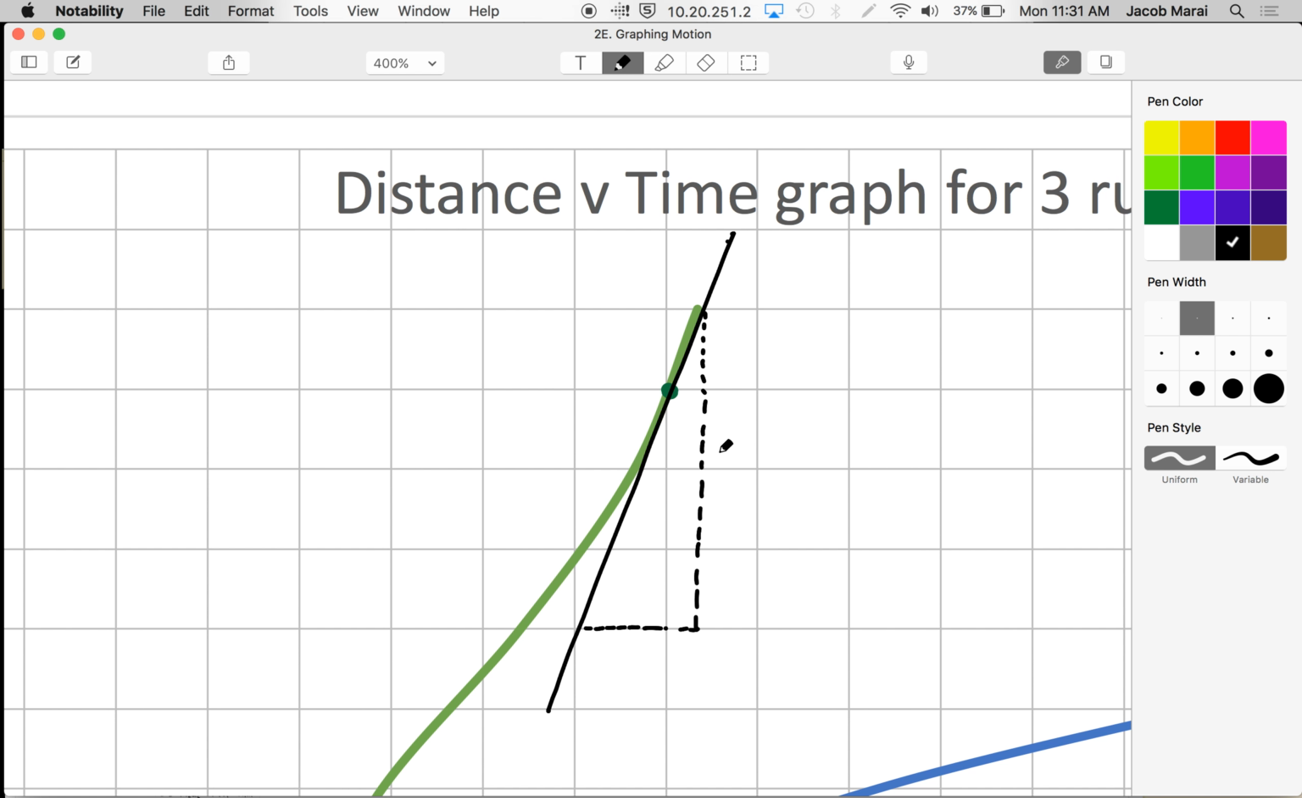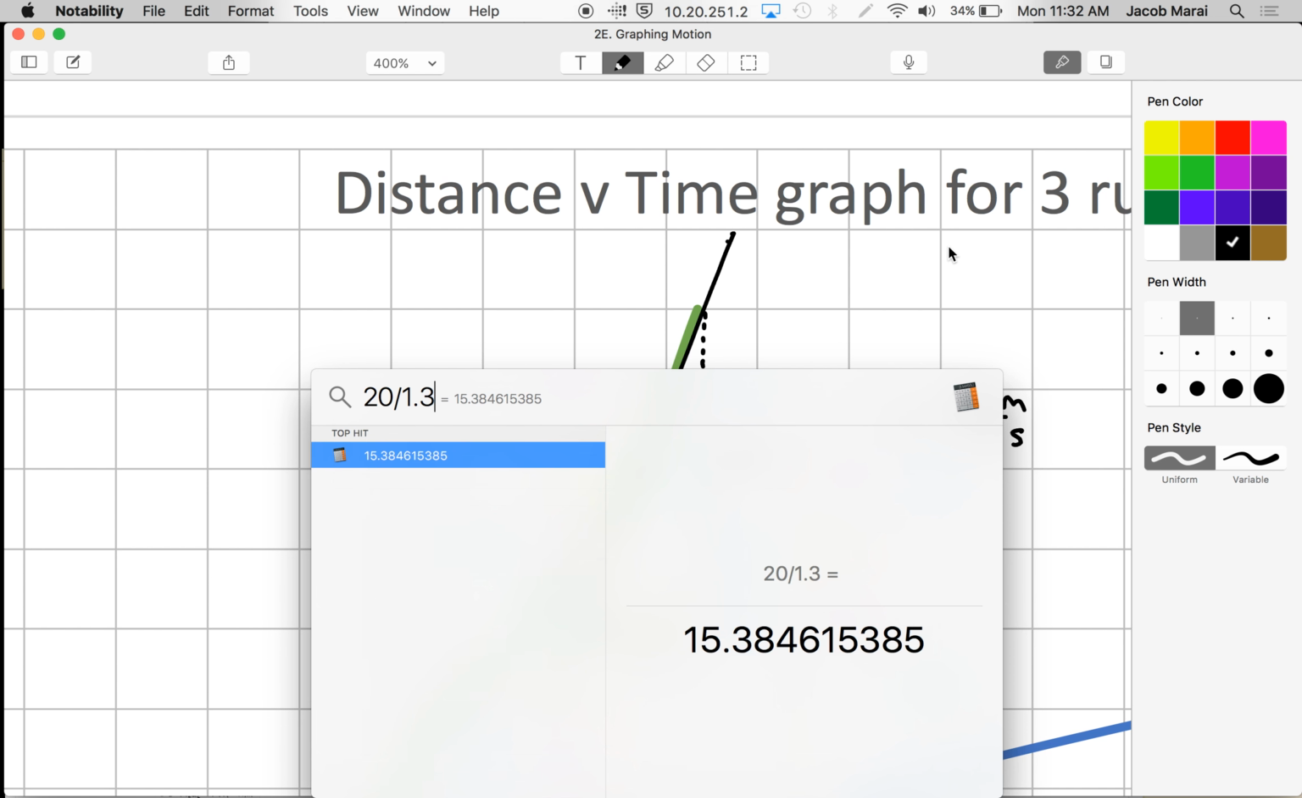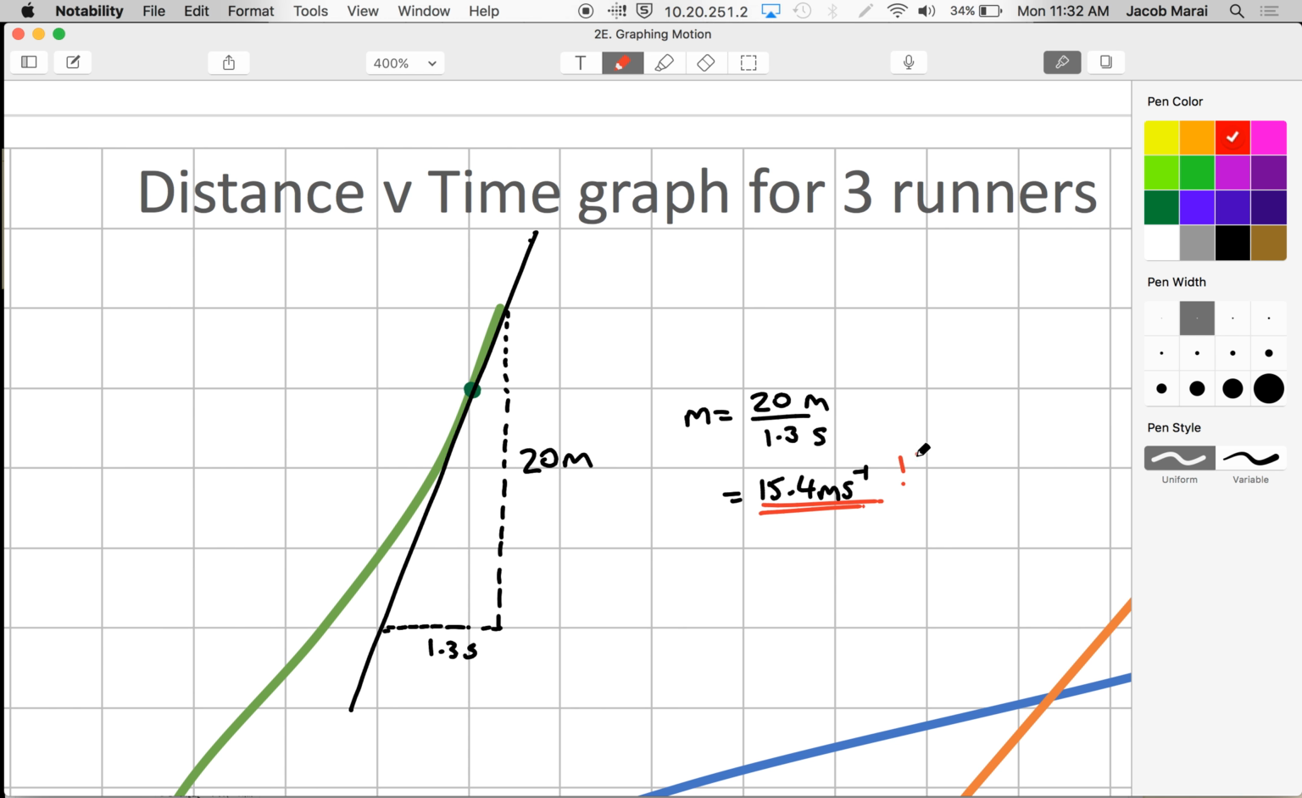One, two, three, four. I would say 20 meters in about 1.3 seconds. And I think we get a bit of an issue with this. Yeah, 15.4. Gentlemen, that's a bit alarming because Usain Bolt in his prime could only really run about 11 meters per second. So there must have been an issue here.